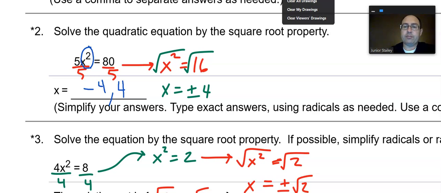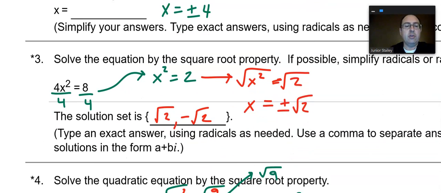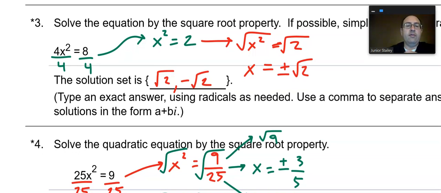So, moving on to the next question. Clear that out. Very similar situations going on here. We divide by 4, get rid of that, and that gets us 2.